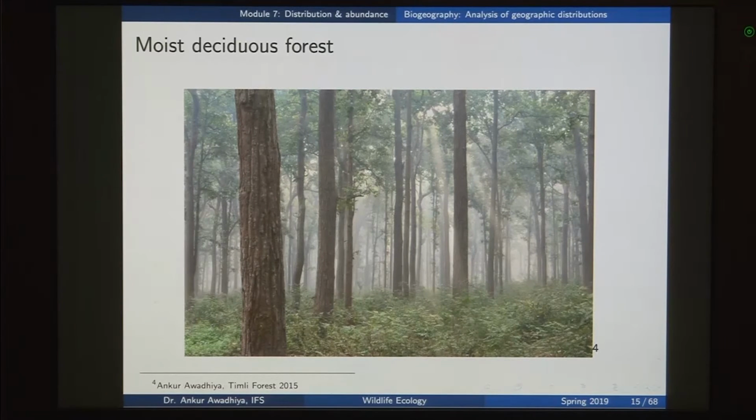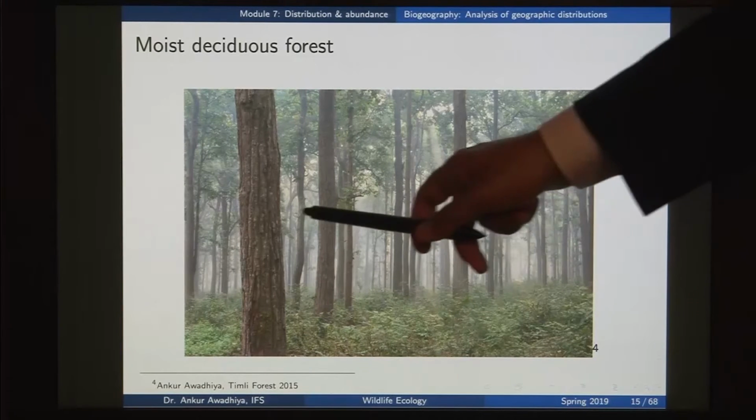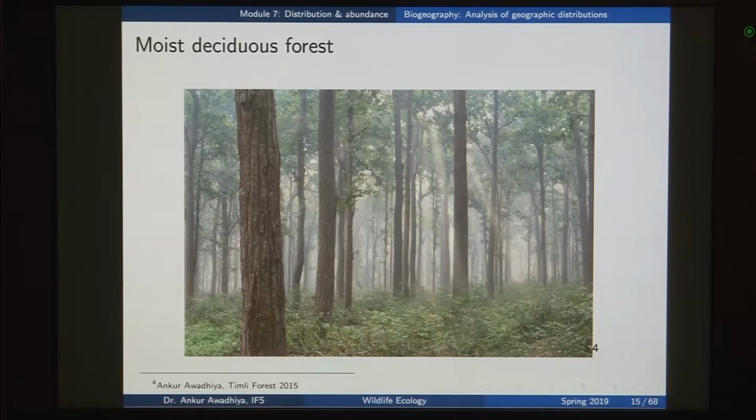Now, in the case of biogeography, when we ask the question why are sal trees found in these particular areas, that is because a sal requires these conditions. So, it requires ample amount of moisture, it cannot tolerate a very heavy cold, and it does not require a very fertile soil. So, this is why we can say that sal is found in this particular area.